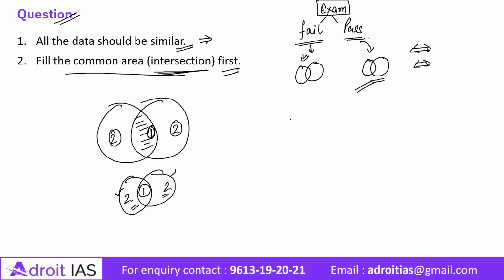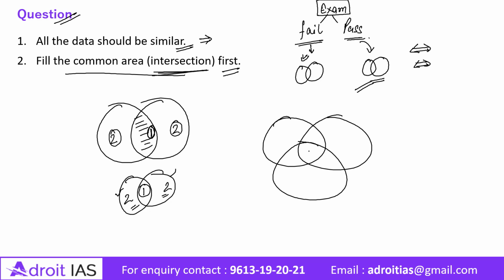Similarly, if we have 3 attributes, then obviously the common area for all the 3 will be this. So first priority will be given to this region, and second priority will be given to any of these 3 regions. After that, third priority will be given to any of these 3 regions. Everybody fine? This is actually a very simple technique to solve these types of questions. Just start with the common area. When there are 2 attributes, just start with the common area for both.